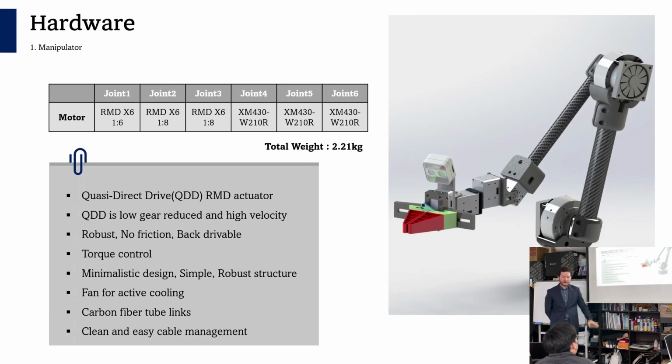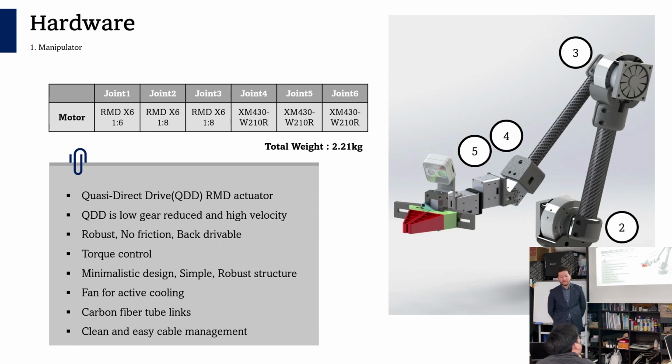The whole manipulator hardware is only 2.21 kilograms, which is even less than the target. It was a 3 kilogram total weight target. This manipulator has many advantages. I utilized RMD quasi-direct drive (QDD) actuators because they are inherently robust, with no friction, back-drivable, zero backlash, and also torque controllable with high-frequency CAN bus communication.